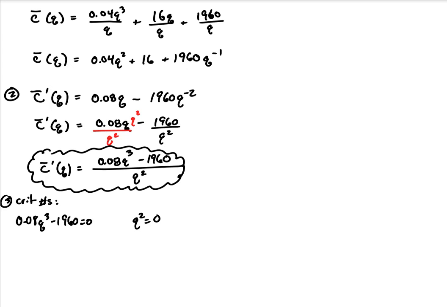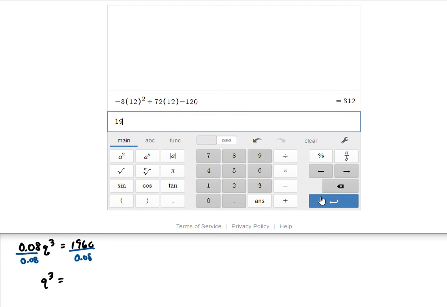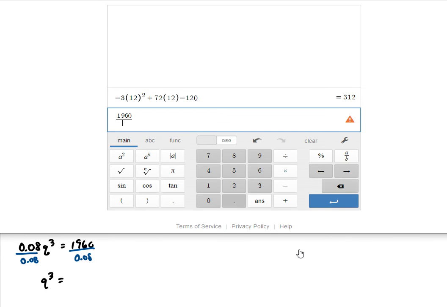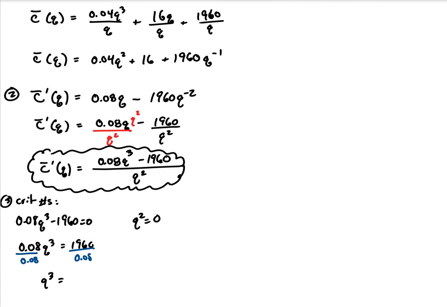Well, this first one, I would want to add the 1,960 over. So we have 0.08q cubed equals 1,960. And then we'll divide by that 0.08. Okay, so that's going to be too tough for me to do without scratch work. I'm going to use our calculator friend again. So 1,960 divided by 0.08, and we get 24,500.